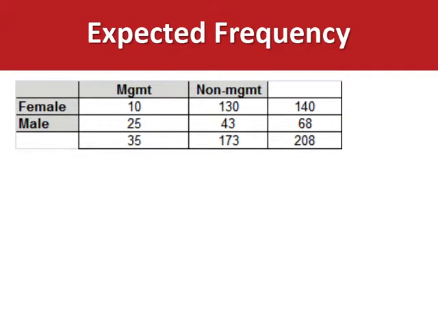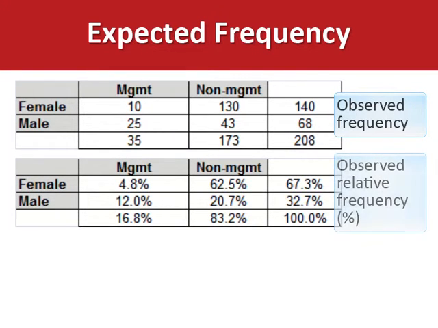So the first question we might ask ourselves once we have a contingency table is, what can we do with it? One of the first things we typically do is we convert the observed frequencies into relative frequencies. So for example, we have 10 females who are in management out of a grand total of 208 employees. That tells us that we have 4.8% of our employees are female managers.